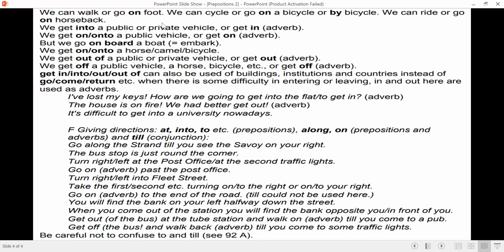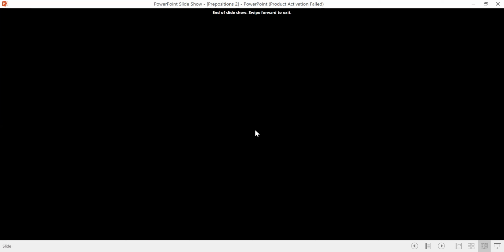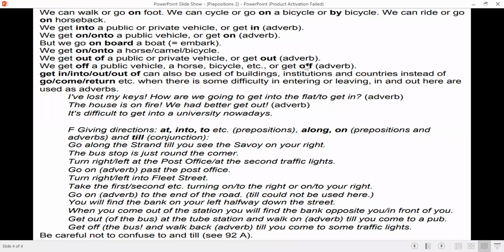You can also say we can cycle, and you can also say that we can go on a cycle, on a bicycle, or you can simply say that we bicycle there, or by bicycle can also be used. We can ride or go on horseback. All right. For horseback, you can say both. We can ride, and you can also say we went there on horseback.